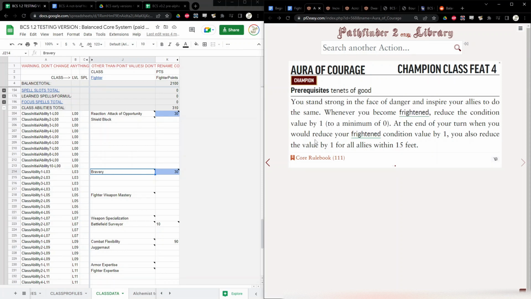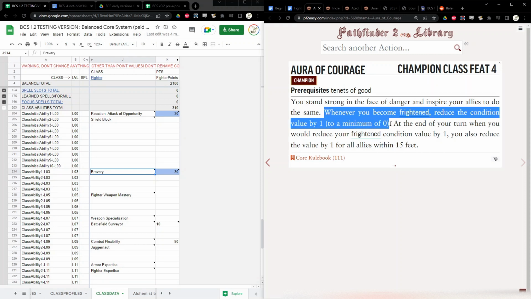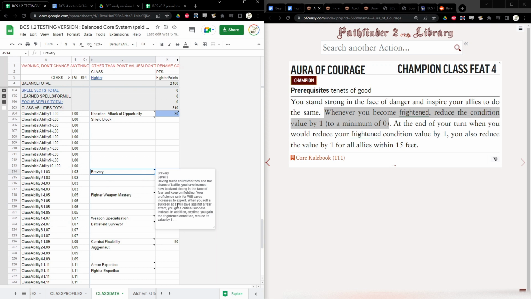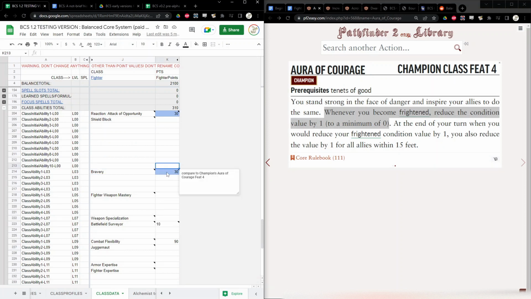It's not exactly the same, but I feel like it's close enough that I could say, okay, if at least this part of bravery were a feat on its own, it would probably be a level 4 feat, which means it would be 30 points. And that's what I have.